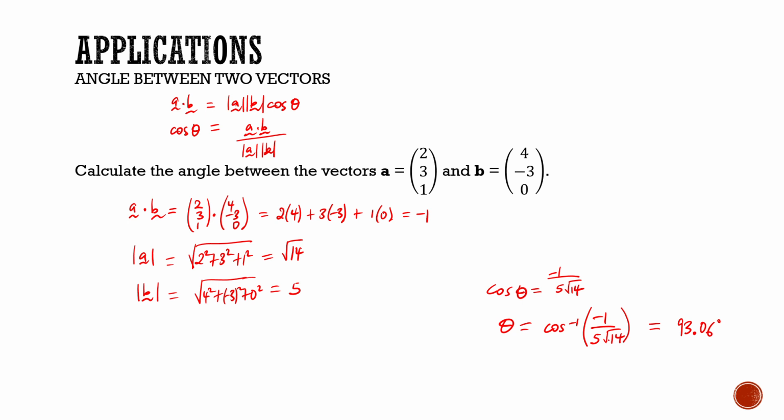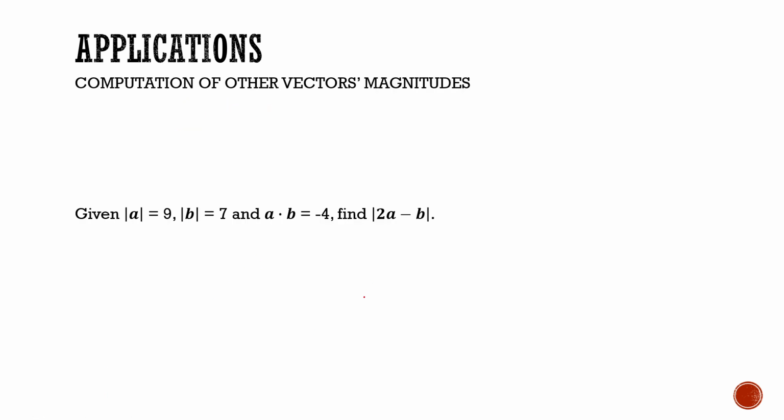Then if they ask for the acute angle, we would simply take the absolute value of a dot b divided by the magnitude of a times the magnitude of b, and so our acute angle would in fact be the supplement of 93.06 degrees, which is 86.94 degrees. And that's how we use the dot product to get the angle between two vectors.